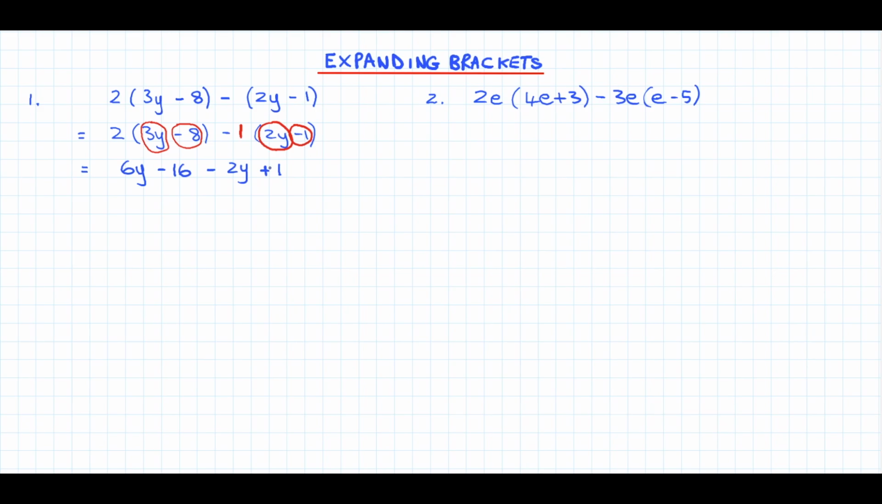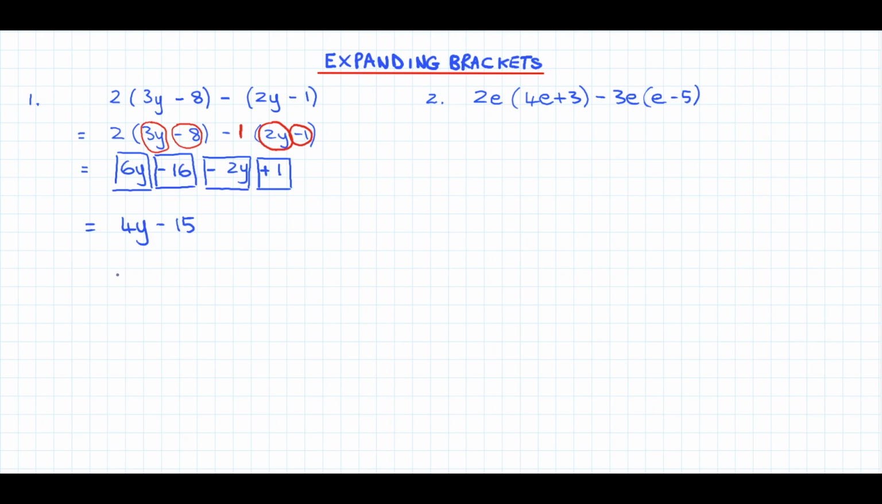Now once you've done that, you are going to collect like terms. So let's do that. We've got here 6y and minus 2y. 6y, negative 2y, take away 2y, is equal to 4y. And here, negative 16 plus 1. Now we think of our number ladder, negative 16, add 1, we're climbing up the ladder 1, so it's negative 15. So 4y minus 15 would be our answer.